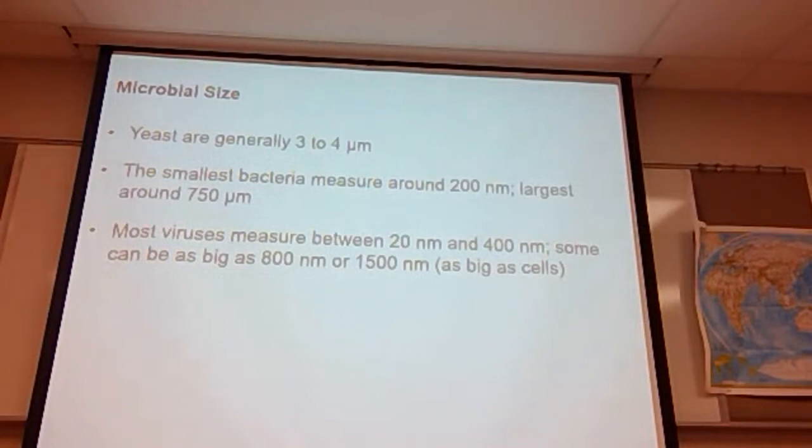Yeast are generally 3 to 4 micrometers. That little funny looking U right there is the Greek letter mu, and that is the symbol for micrometer. The smallest of the bacteria range from around 200 nanometers to around 750 micrometers. Most viruses measure between 20 nanometers and 400 nanometers, although there are some big viruses that are up to 800 to 1500 nanometers. That's as big as lots of different cells.